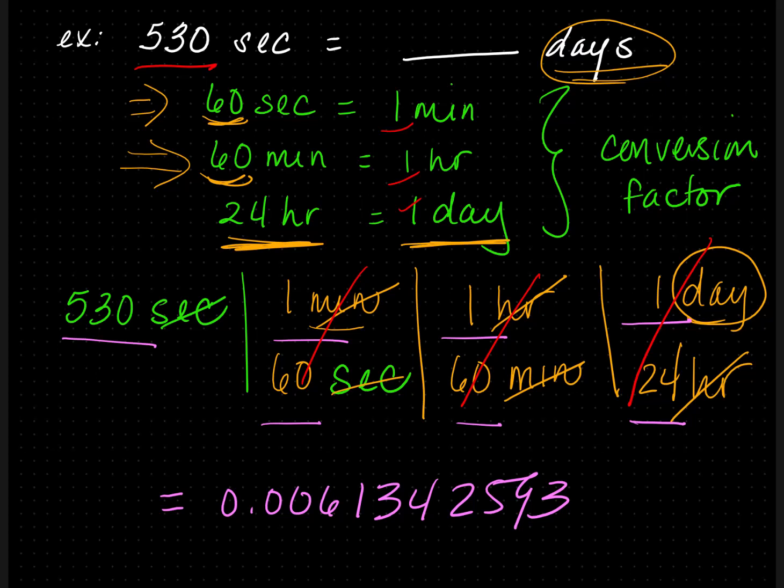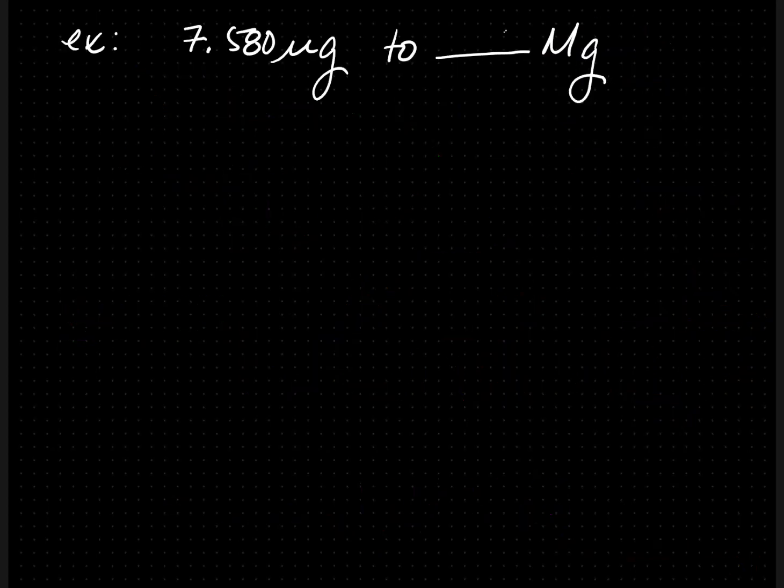So I start at the left. I go to the first non-zero digit, which is 6. I count 2, 1, 2. I look 1 to the right. Since it's below 5, the 1 remains. Remember, we must put the zeros as placeholders here. Days is my answer, 0.0061. Pause the video, try this one on your own, and then check your answer.